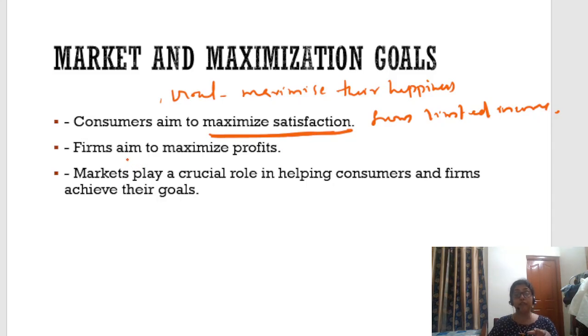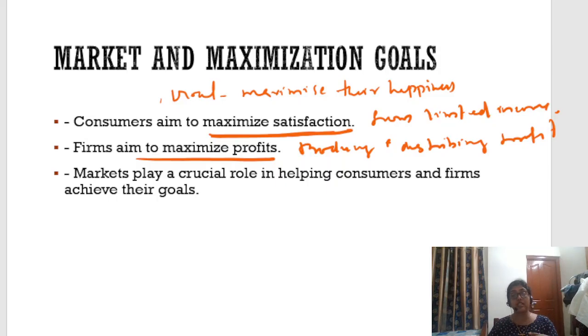At the same time, a firm also tries to maximize its profit by producing and distributing goods. So a consumer tries to maximize utility or satisfaction from limited income, and a firm tries to maximize profits by producing and distributing the products efficiently. You should add this word: efficient production and distribution.